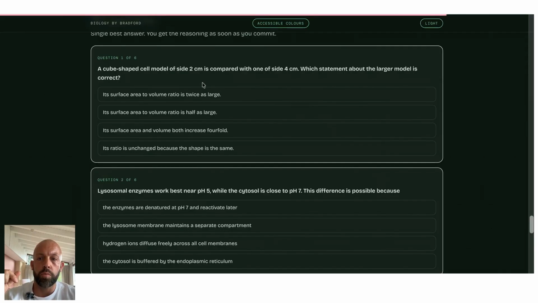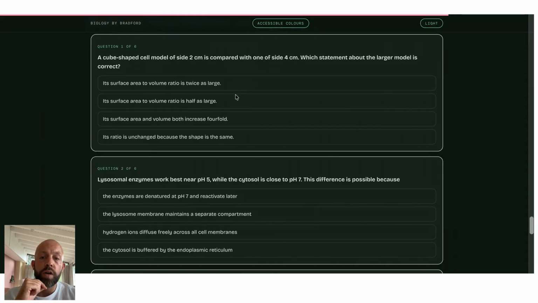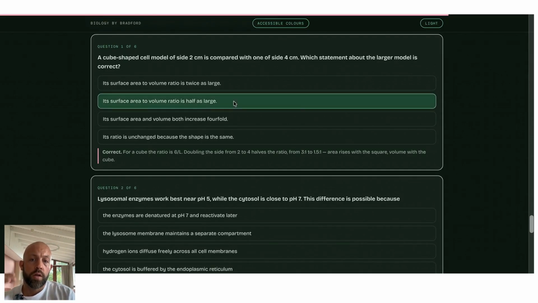Just to look at the first couple. A cube-shaped cell model of side 2 centimeters is compared with one of 4 centimeters. Which statement about the larger model is correct? Let's give you a second to think about it. Now, if you remember, it's an inversely proportional relationship. So its surface area to volume ratio is half as large. As that cell increases in size, and the volume increases, it is actually proportionally decreasing its surface area to volume ratio.